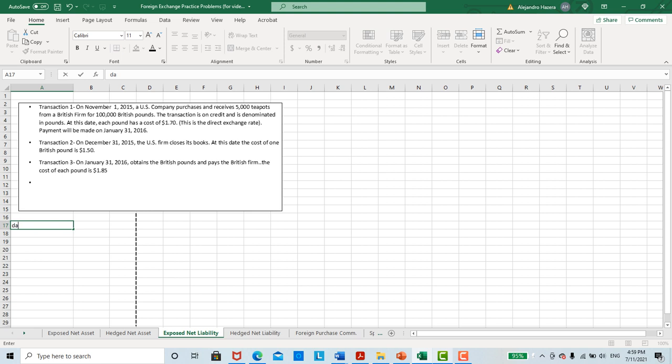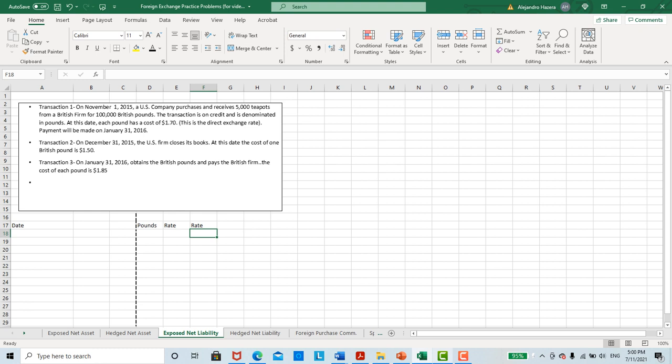Okay, so we'll start with a table. We'll put the date here. It'll be our debit and credit columns, and then we'll have this in pounds again, and then we'll have a couple of rate columns. Okay, let's get started here. The easiest one does not involve a hedge.